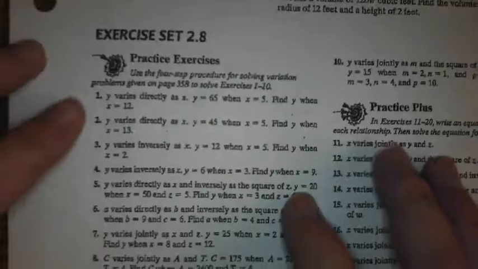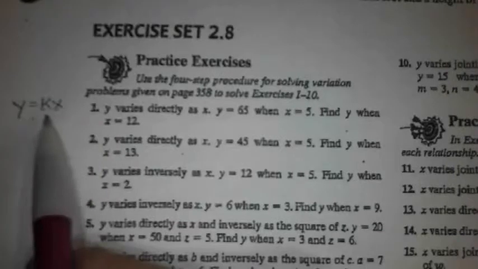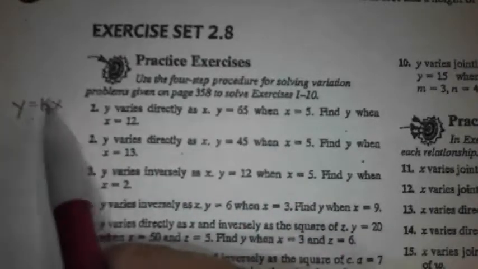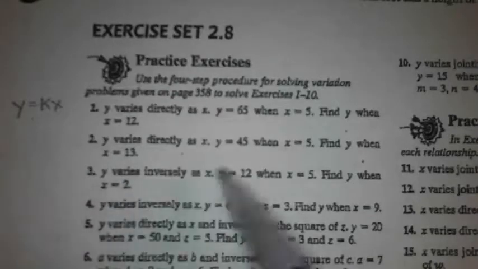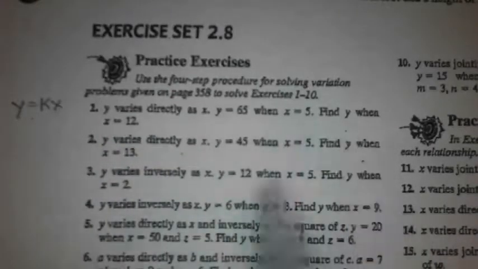1 and 3 are just the same type of problem, just not wrapped up in a word problem. So y varies directly as x for number 1. You're immediately going to use y equals kx. y is 65 when x is 5, so plug those in. You can find k, and then once you know k, you can use that and the fact that x is 12 to find the y accordingly. And 3 is similar.